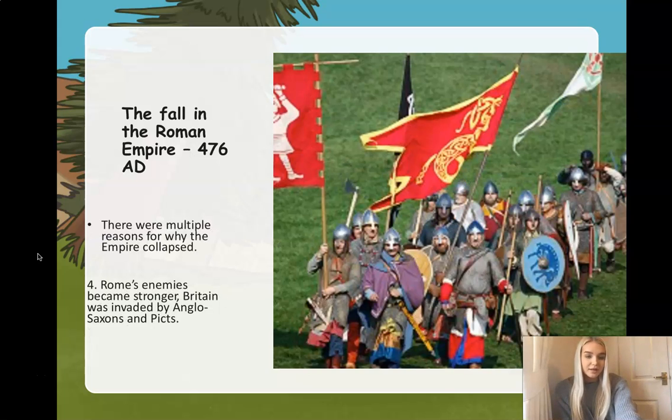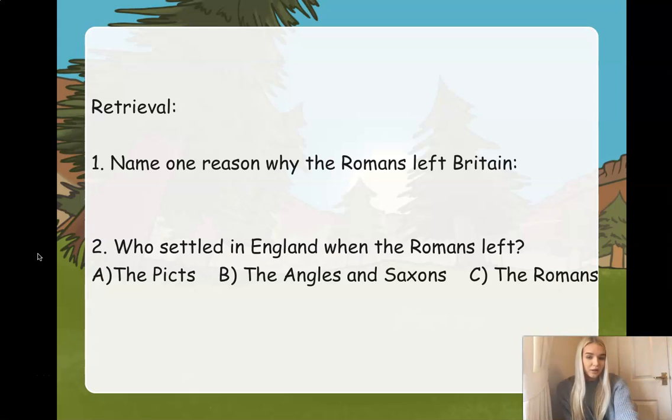And a final reason, we know that Rome's enemies became stronger, and that's why Britain was invaded by the Anglo Saxons and the Picts. The second question was, who settled in England when the Romans left? A, the Picts, B, the Angles and Saxons, and C, the Romans. The answer is, in fact, B, the Angles and Saxons.